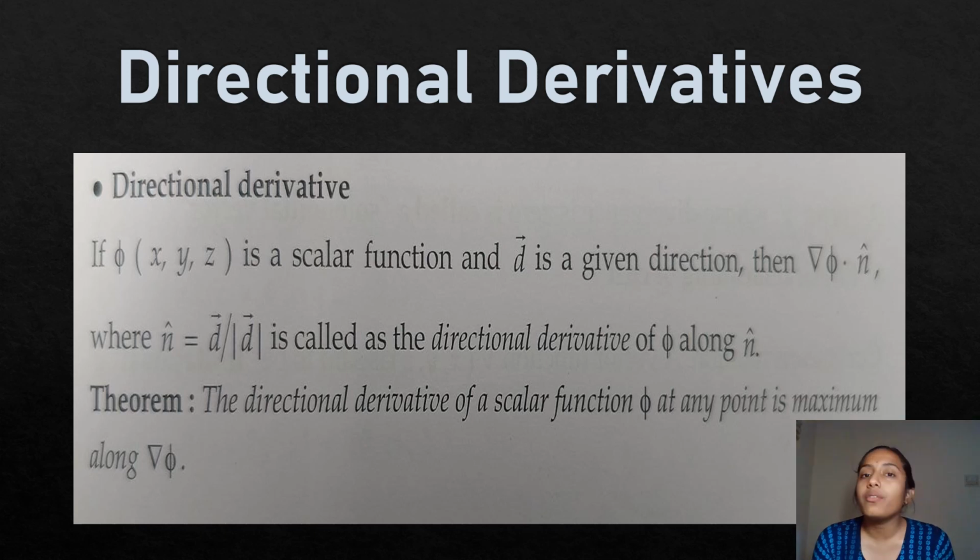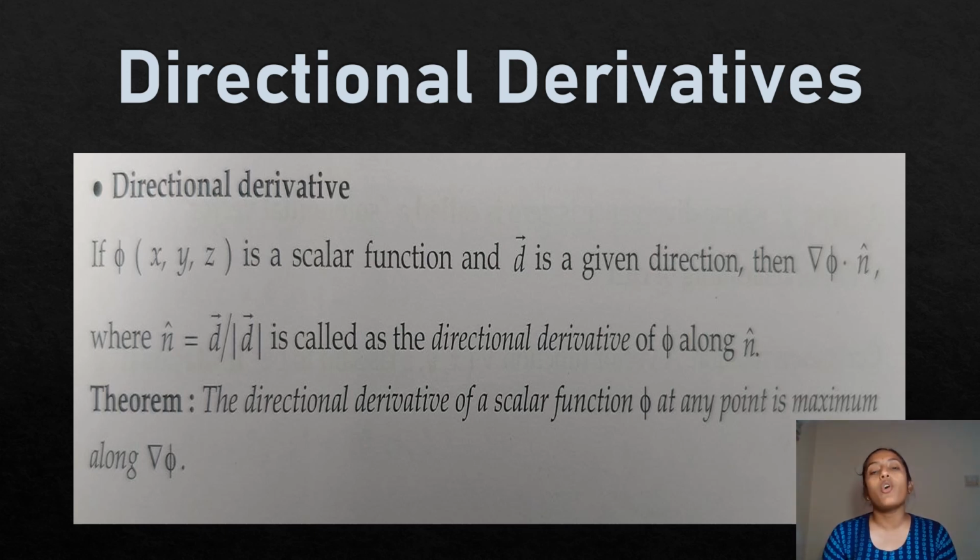The second topic we are looking into today is directional derivatives. So what is a directional derivative? If phi of x, y and z is a scalar function and vector d is a given vector, then grad phi dot n cap, where n is vector d divided by magnitude of vector d, is called a directional derivative of phi along n. So n cap is a unit vector that is depicting the direction that we are obtaining by solving vector d, that is the given directional vector.